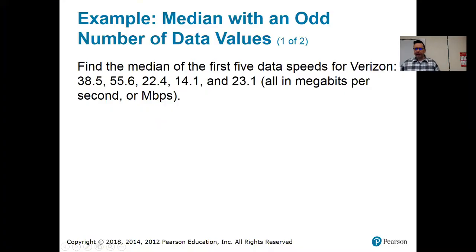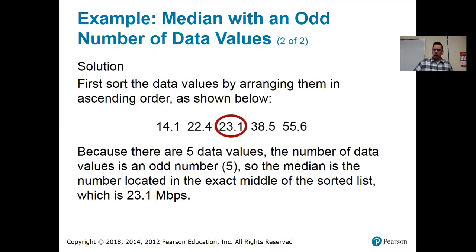Okay, so here's an example of finding the median using these same 5 values that we used in the mean example. Now they want me to find the median. So let's see, the mean was 30.74, I think. So we'll see, how does that compare to the median? Well, when you put them in order, they come out looking like that. Clearly, the one in the middle is the 23.1.